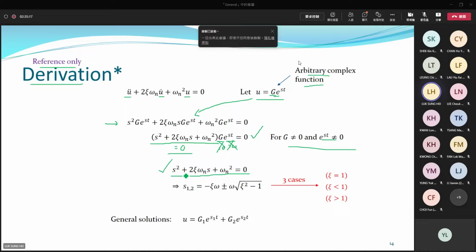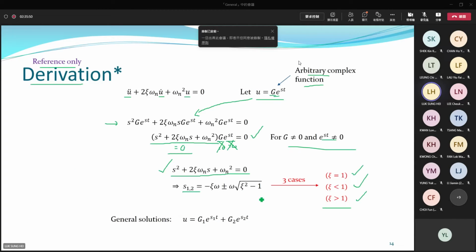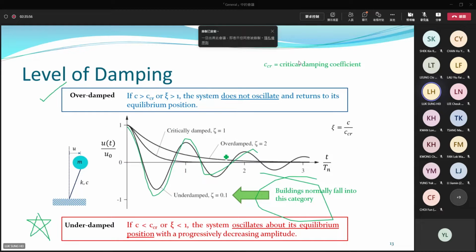Well, solving this equation, find out the required value of s to fit this equal-to-0 condition. And you will find that mathematically, there are 3 scenarios. Case 1, damping ratio equal to 1. Case 2, damping ratio less than 1. Case 3, damping ratio greater than 1. So here I show you mathematically, there are 3 vibration modes: overdamped, underdamped, and critically damped. You can understand this mathematically by solving this equation, although it's not easy. That's why I think it's easier to understand graphically, using this kind of picture.